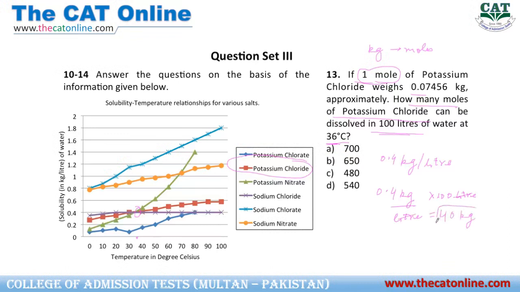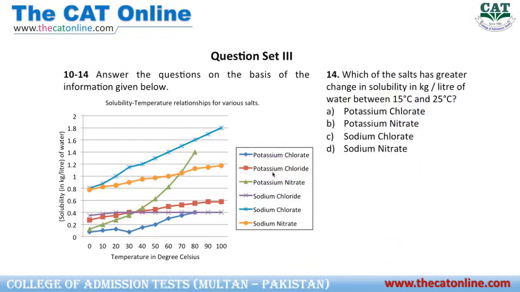But now I want to convert this to moles. I know that 1 mole is equal to 0.07456 kgs. So how many moles are 40 kgs? I simply divide 40 by 0.07456, and this will give you the answer somewhere near 536 moles. So the nearest answer option here is the D part. Let's look at the last question in the set.